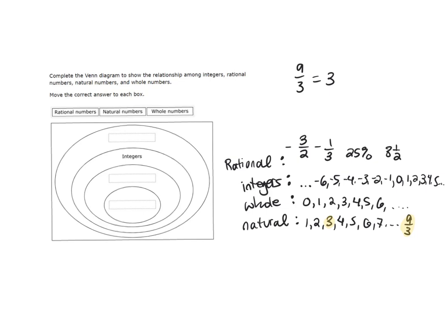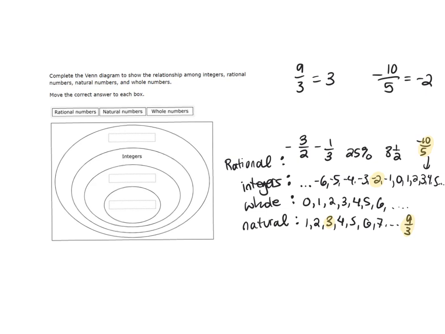Now, what if I had -10 over 5? 10 divided by 5 is 2, so this is -2. So -10 over 5 would go in my integers list, right? In fact, -10 over 5 is really the same thing as -2. So that's an integer. It looks like it is written in a fractional form right here as a ratio, but it would be best classified as an integer because it can be written just simply as -2.